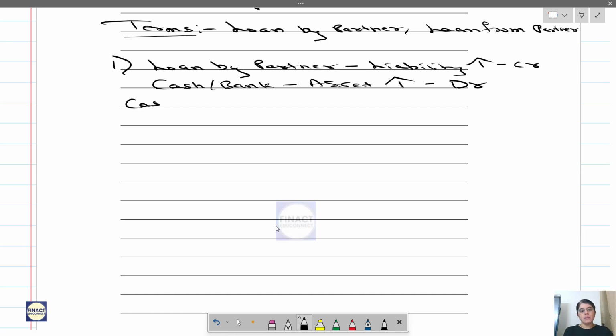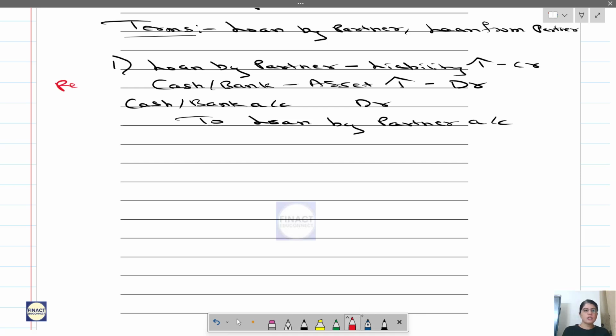So the journal entry will be cash or bank account debit to loan by partner account. In case of repayment of loan, the entry will be reversed because our liability is going down, and your cash and bank balance will also go down because you are repaying that loan to the partner. So the entry will be loan by partner account debit to cash and bank. You can just write here reverse entry on repayment, just for your reference.